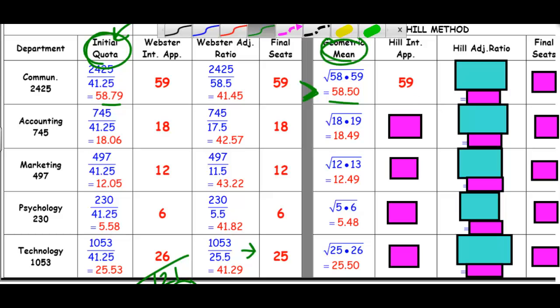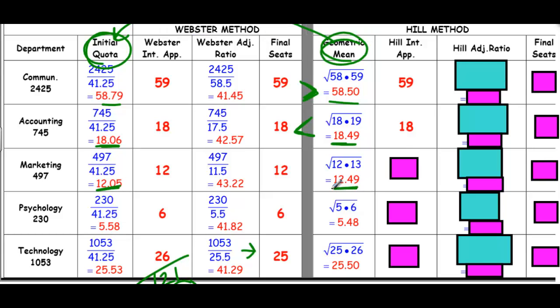Okay, use a different color here. Over here we have 18.06, and we are comparing this to 18.49. 18.06 is less than 18.49, so therefore we round down. We would be rounding this down to 18. Then we have 12.05, and we are comparing that to 12.49. 12.05 is less than 12.49, so this value will round down.